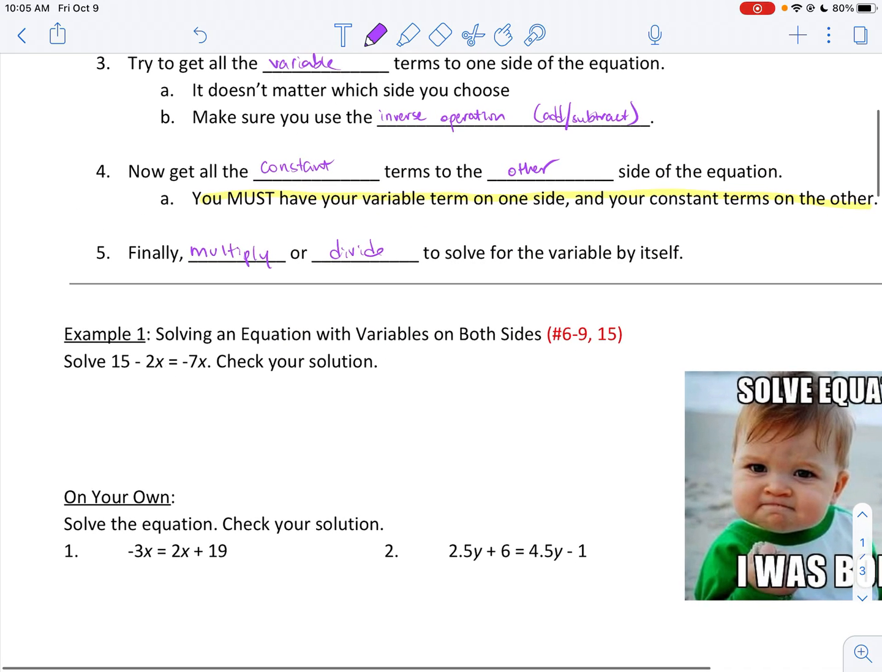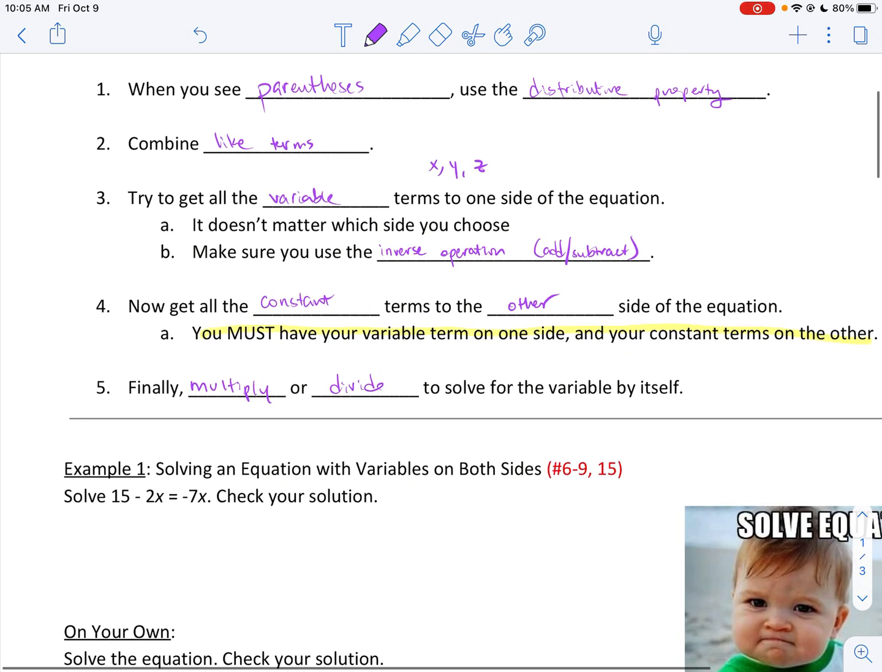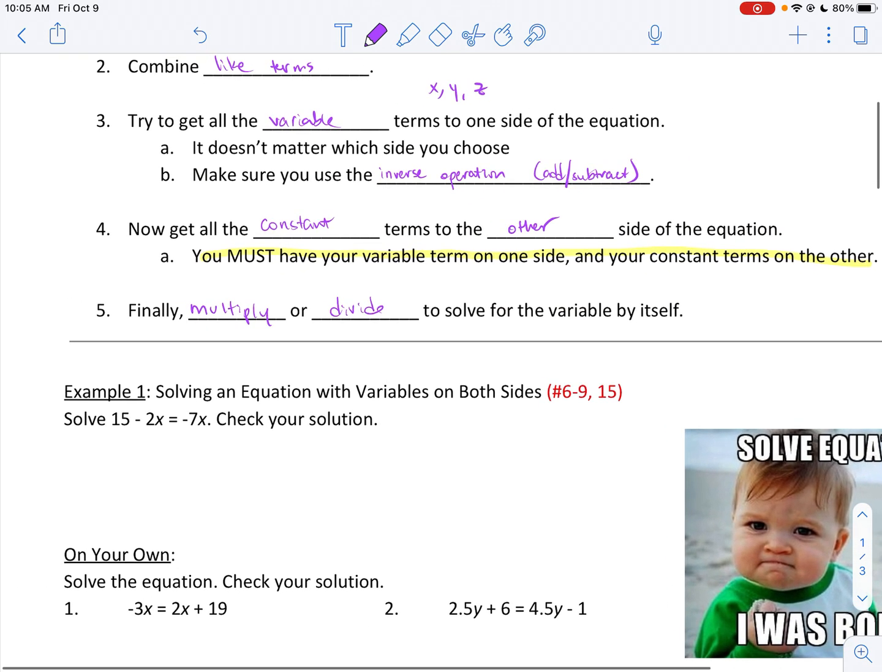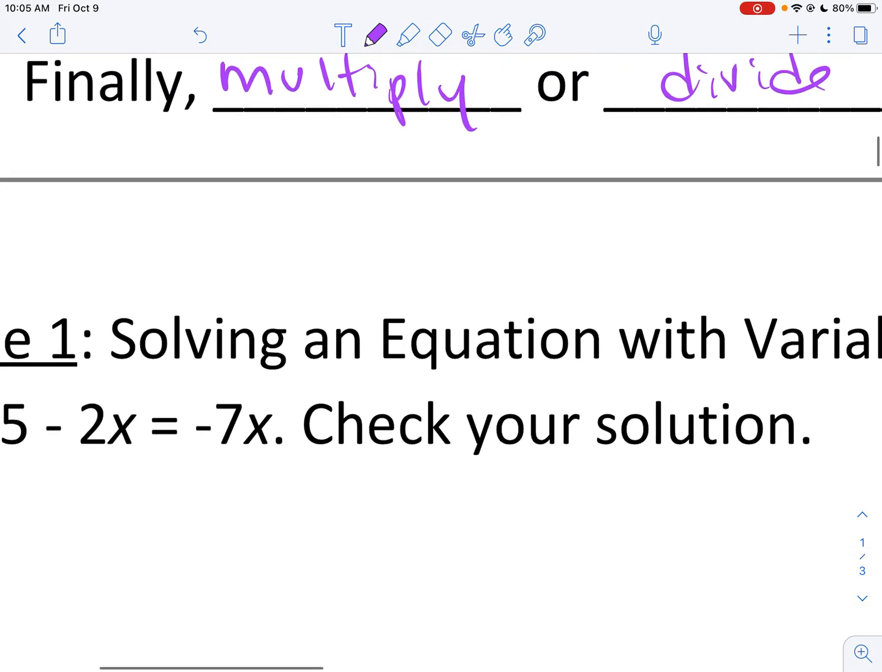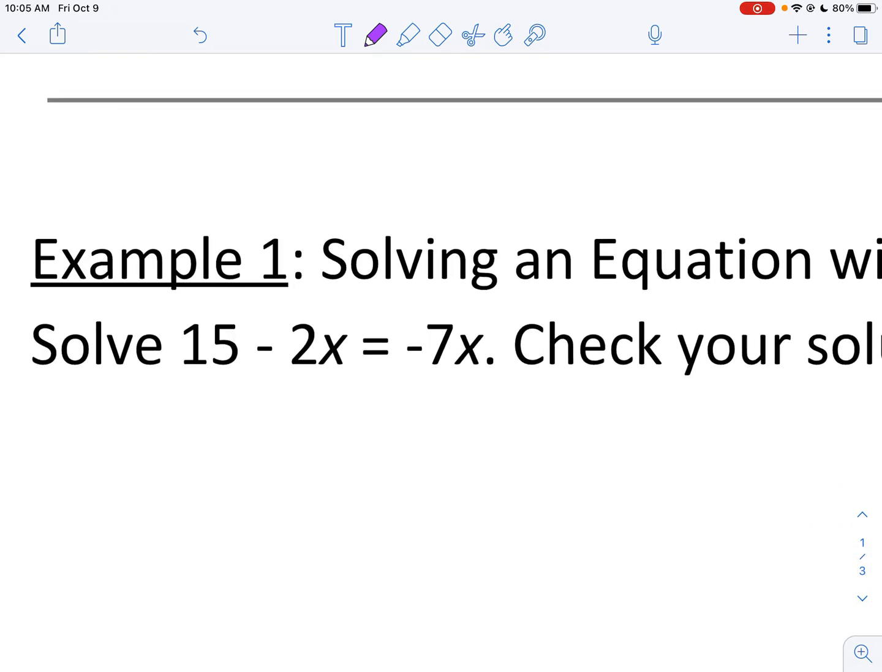Let's do an example together. Step 1, parentheses. I don't see anything. Step 2, combine like terms. Can I combine 15 and negative 2x? I don't think I can. Step 3, try to get the variable to one side. Right now, the variable's on both sides, right? So let's move this variable over to the other side. Okay, how? Let's use inverse operation.